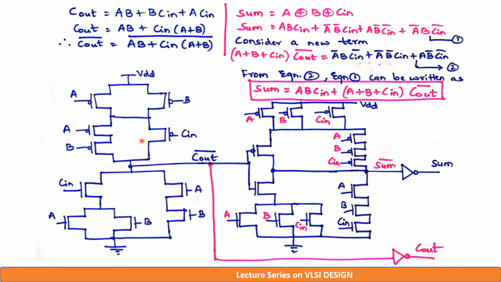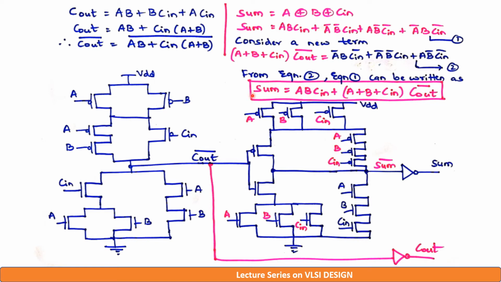Pull down is implemented. Pull up is exactly dual of pull down. A and B are in series in pull down; for pull up, A and B will be in parallel. The first half of the circuit is in parallel with the second half, whereas for pull down, first half and second half will be in series. The second half, C in, will be in parallel with A and B in series. So the intermediate node gives you Cout bar output, and an inverter at the output will give you Cout output.